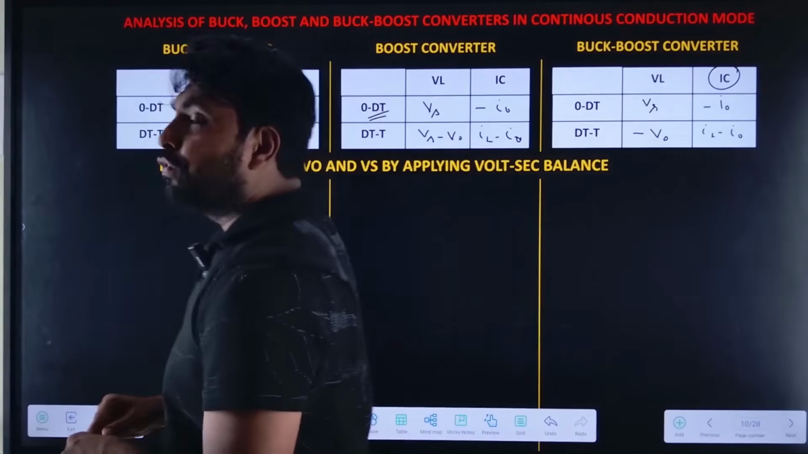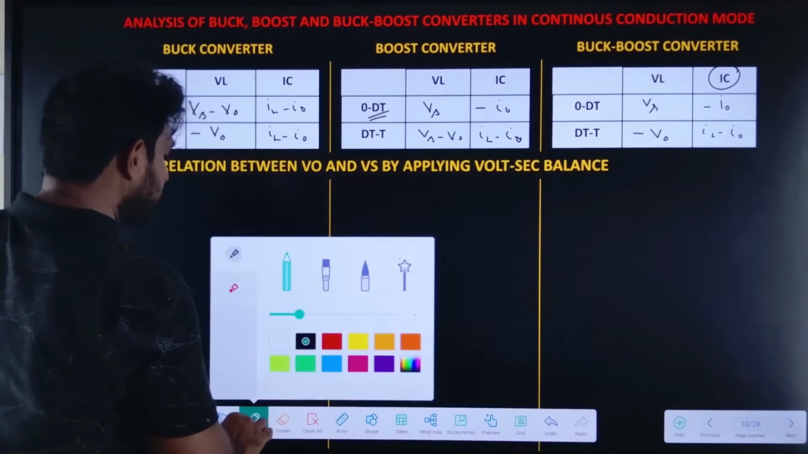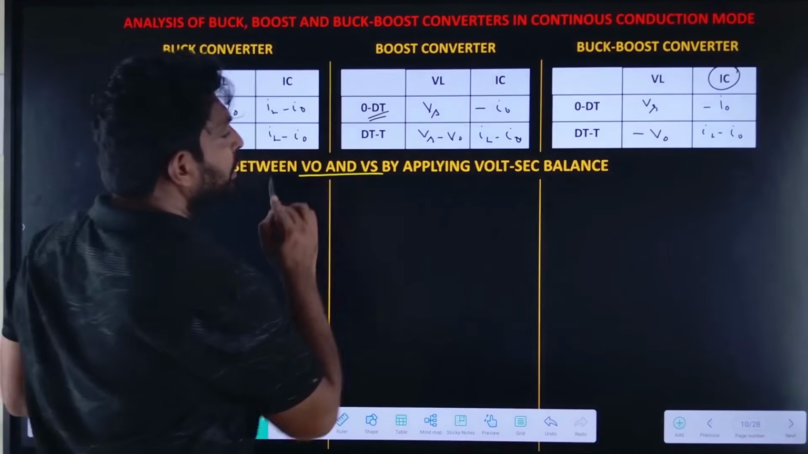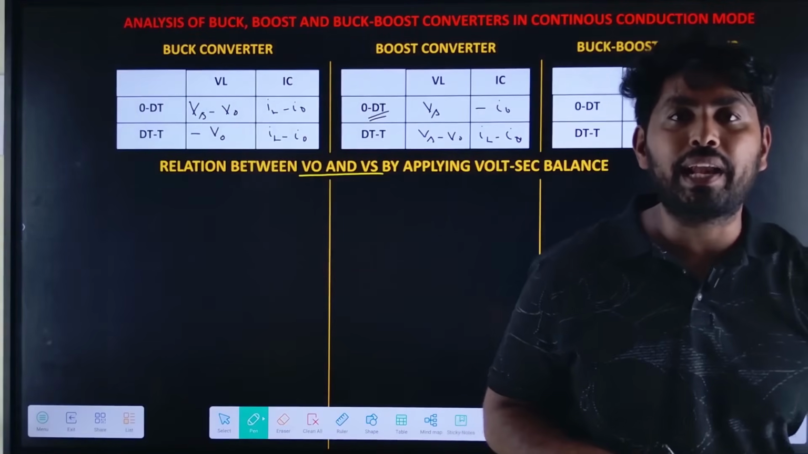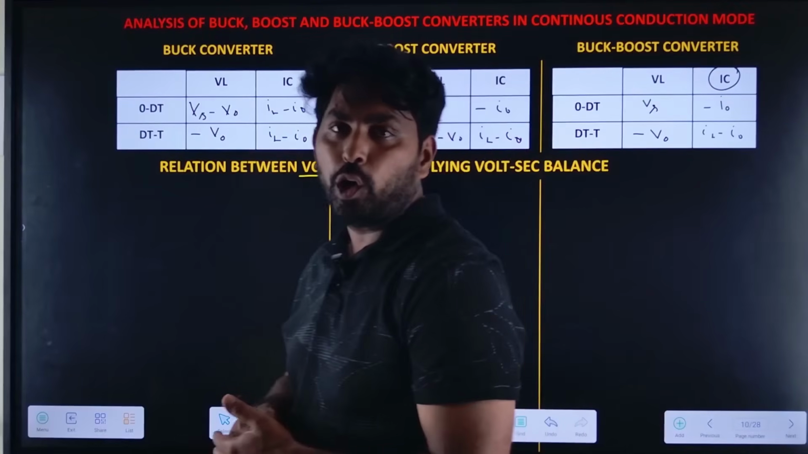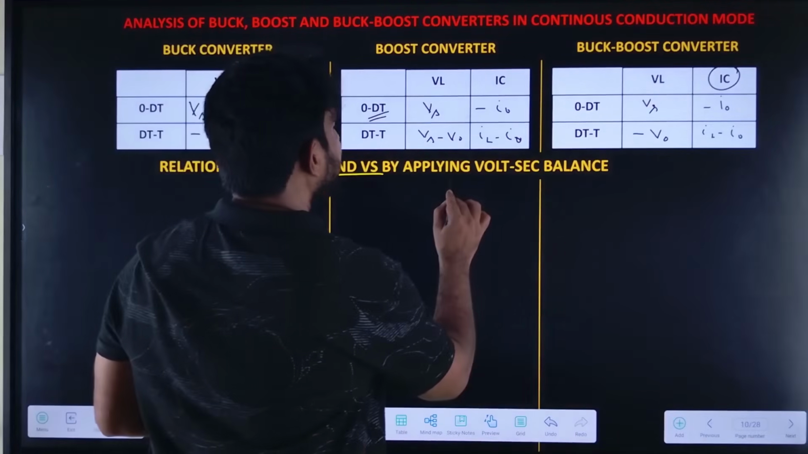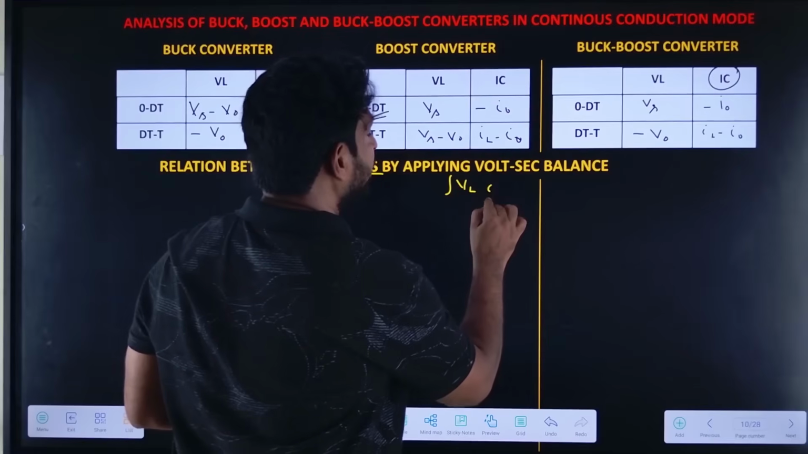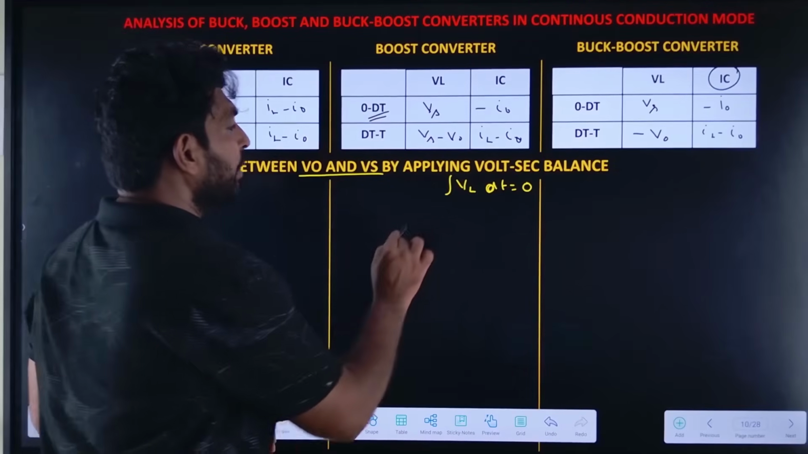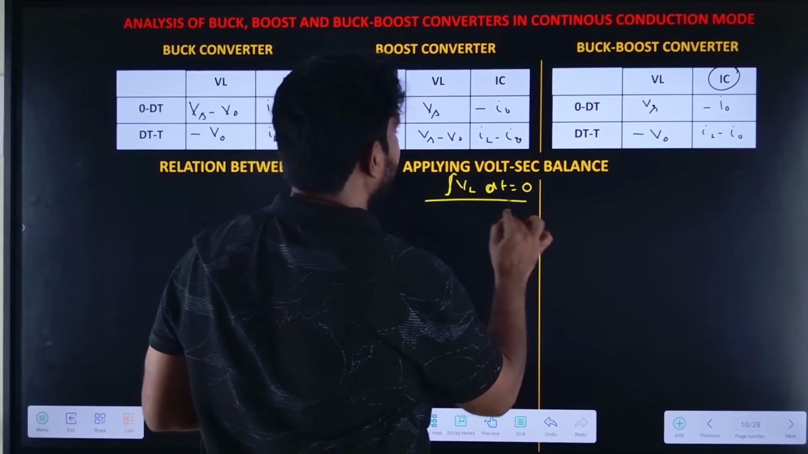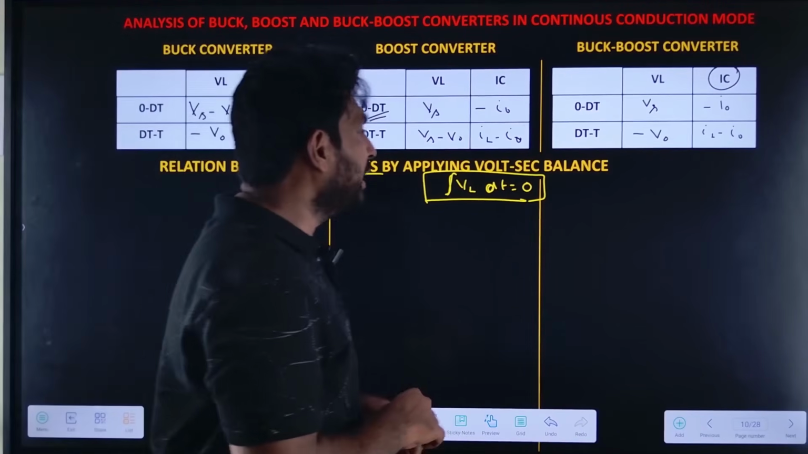So let us find the relation between the V naught and Vs by applying the volt-second balance. So what is the volt-second balance? In case of steady state operation of the converter, the integration of VL into dt equal to 0. The charging area is equal to discharging area.